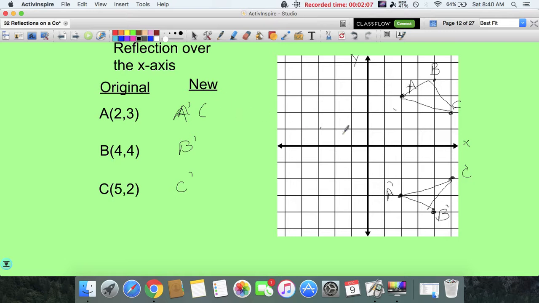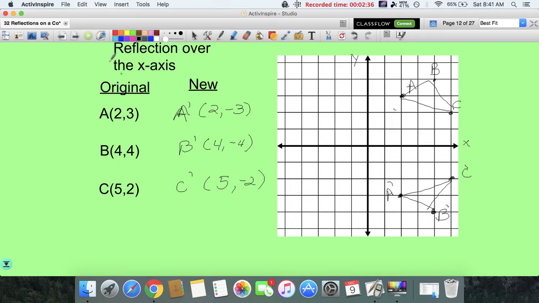So the new coordinate of A prime would be 2 over and 3 down. Point B is going to be 4 over and 4 down, which makes it negative. And point C is going to be 5 over and 2 down, negative 2. So that would be the new coordinates of my new triangle, A prime, B prime, C prime.